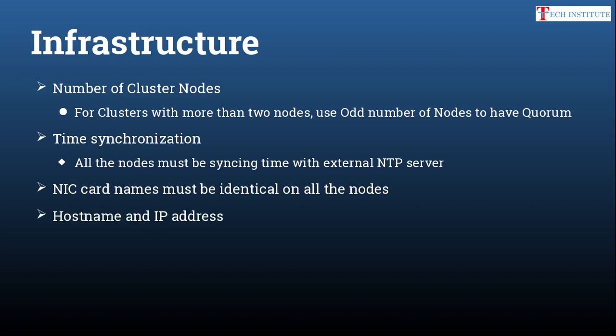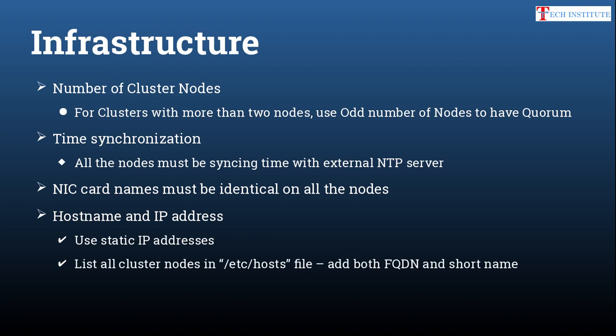Then you should have properly set hostnames and IP addresses, and for IP addresses try to use static IPs, and you should also list all the cluster nodes in the /etc/hosts file. So in case your DNS is not working or not configured, you still have the entries in /etc/hosts to reach the nodes. And here you use both the FQDN and the short name also.